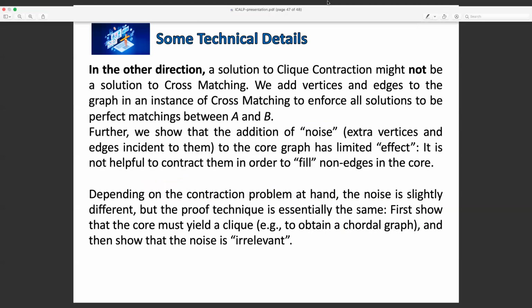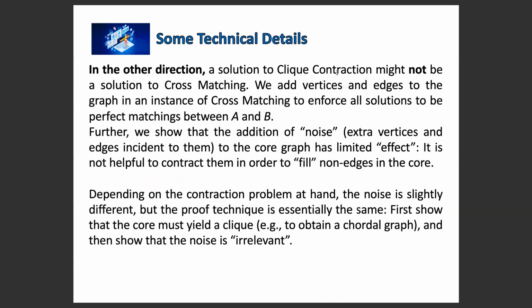In particular, depending on the contraction problem at hand, the noise might be slightly different, how we define the noise here, but the proof technique is essentially the same. So we first show that the core must yield the clique. For example, if we are talking about chordal graph contraction, so we want to get a chordal graph after contraction, we show that it is necessary to contract edges so that the core graph will become a clique. And then, in a sense, the noise becomes irrelevant.